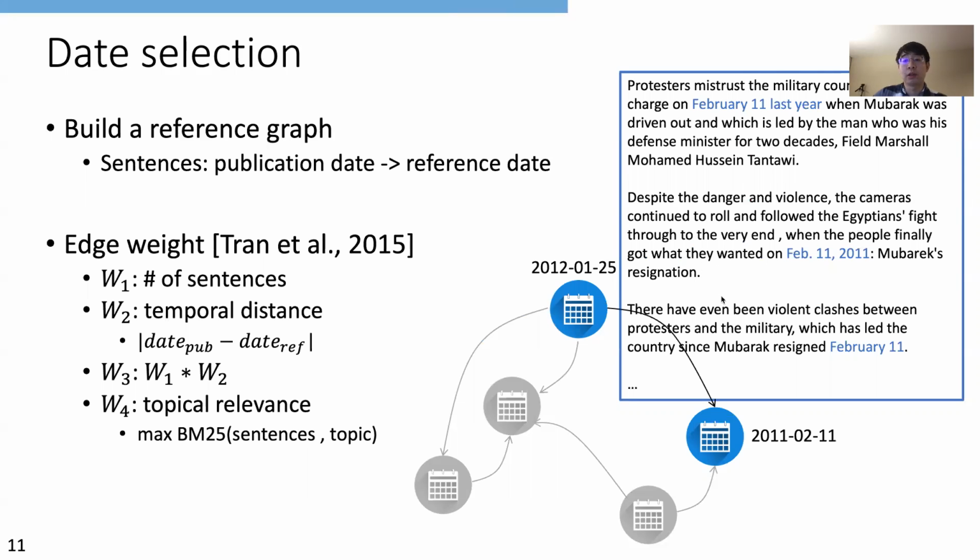To build the graph, we also need the edge weights. So we experimented with 4 edge weights, including the number of sentences and the temporal distance between the publication date and the reference date.